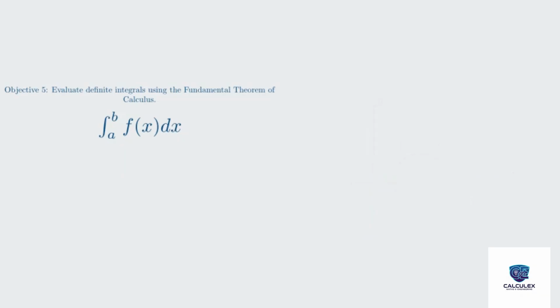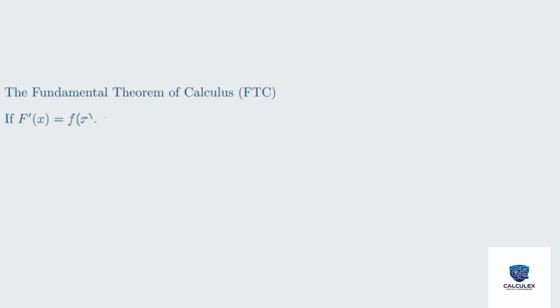So how do we find this exact area without using Riemann sums? The answer is one of the most important results in mathematics: the fundamental theorem of calculus. This theorem provides a bridge between differentiation and integration, turning a geometry problem, finding area, into an algebra problem, evaluating a function at 2 points. It says that if F prime of x is our function f of x, then the definite integral of f of x from a to b is simply F of b minus F of a.